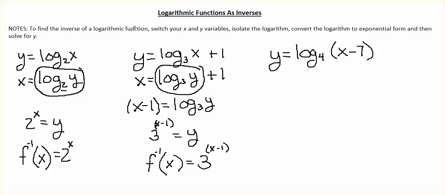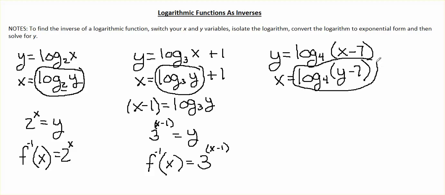The very first thing, again, is to switch our x and y values. Y minus 7. Then we're going to isolate our logarithm, and because our 7 is inside of our parentheses, it is included with our logarithm. And so there's nothing to isolate. Our logarithm is already isolated. So now we're going to convert our logarithm to exponential form. So 4 is our base. Our exponent is the answer of our logarithm. And that's going to equal y minus 7.